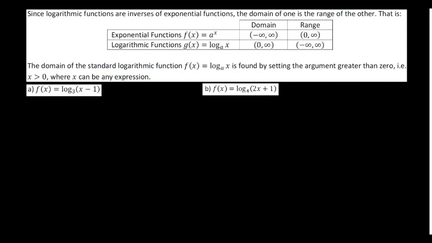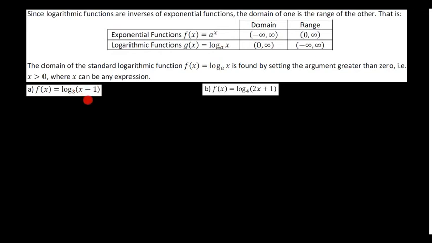Since logarithms are inverses of exponentials, we know that the domain of one is the range of the other. Since the range of exponential functions is 0 to infinity, in other words, greater than 0, then the domain of a logarithm must be greater than 0. That's for the standard log base a of just an x.